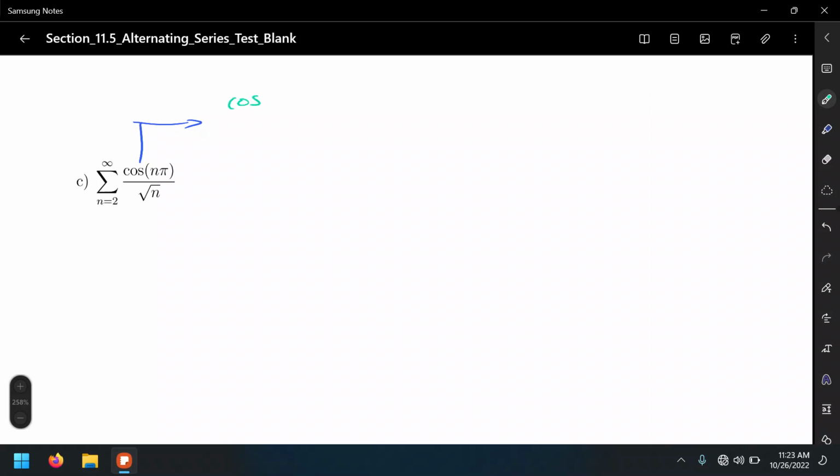a pattern. So that is cosine of 2 pi, because we start at n equals 2. So cosine of 2 pi, what's that? It's 1. What about cosine 3 pi? That's negative 1, right? What about cosine 4 pi? 1. So the pattern goes 1, negative 1, 1, negative 1. So it's alternating, right? So this cosine n pi is an alternating factor in disguise, right?